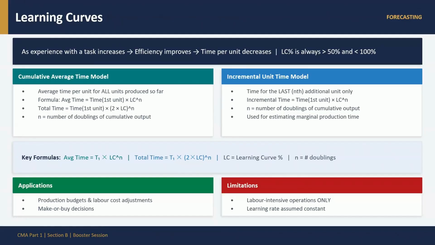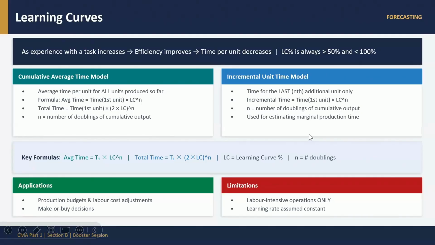Here is what I told you. First multiply 2 with the learning curve percentage. An 80% learning curve will be 0.8. 2 multiplied with 0.8 is 1.6. You will have to square 1.6, or find the cube, based on the number of doublings. Okay. Then next up we have the concept of the incremental unit time model.